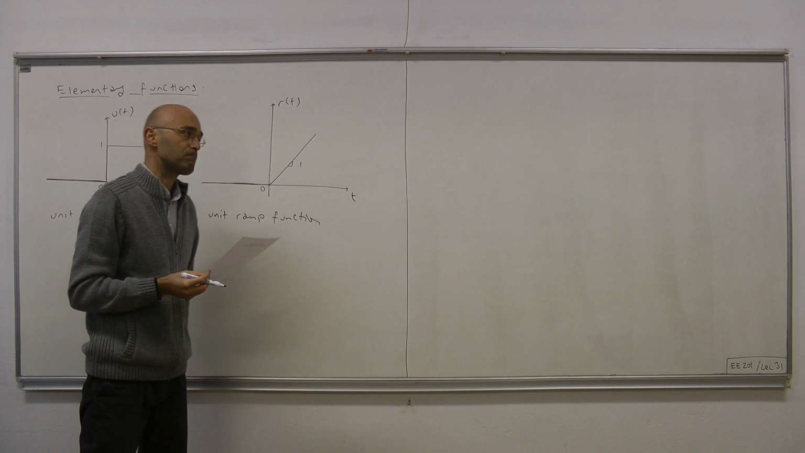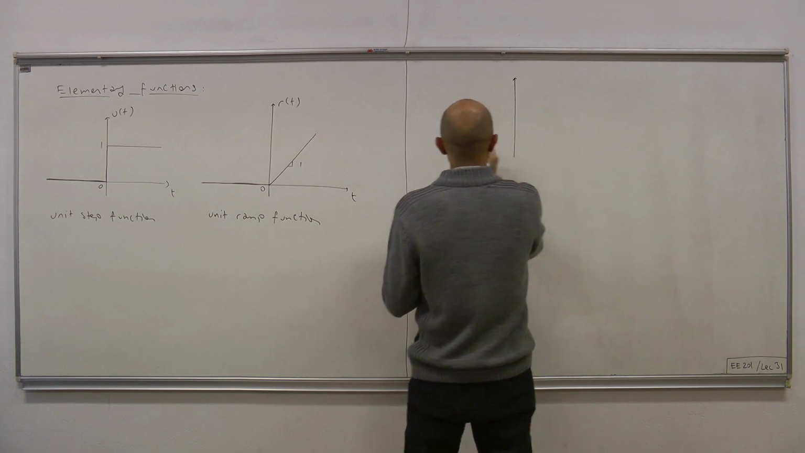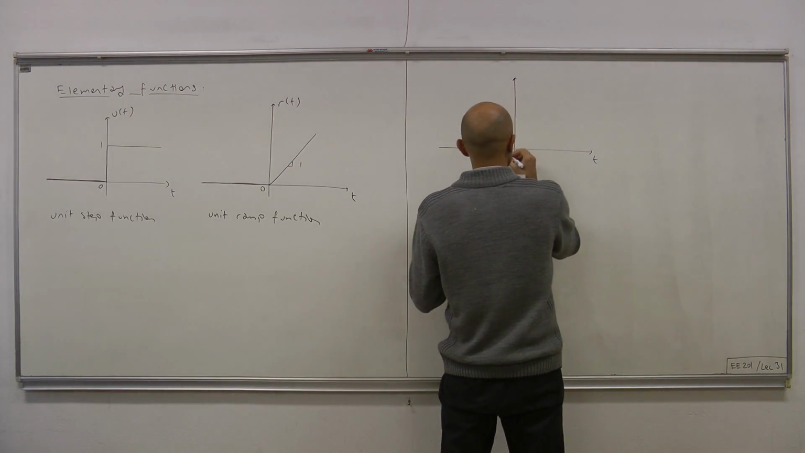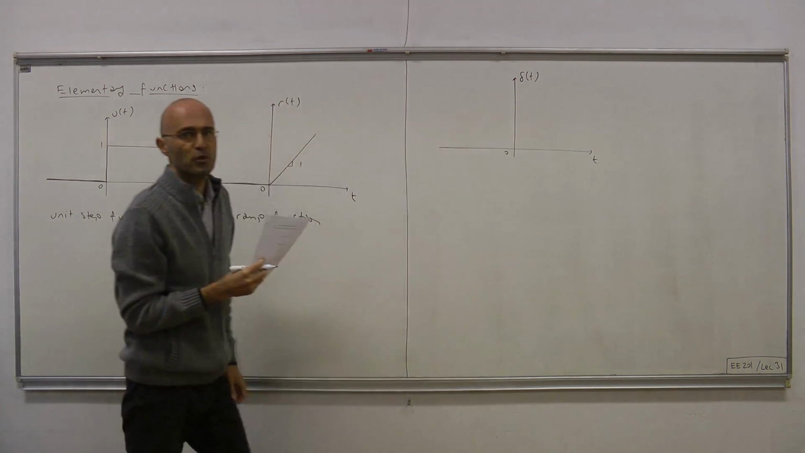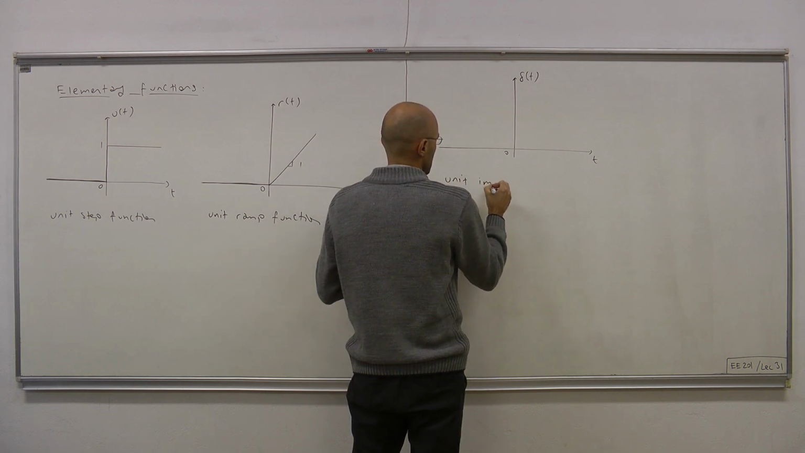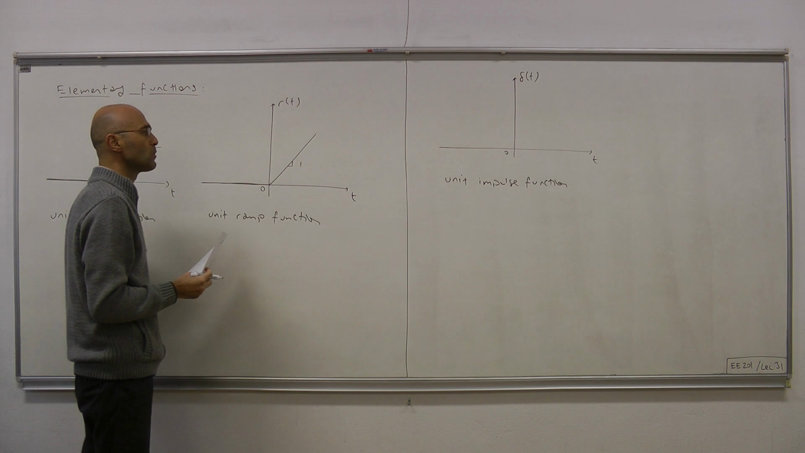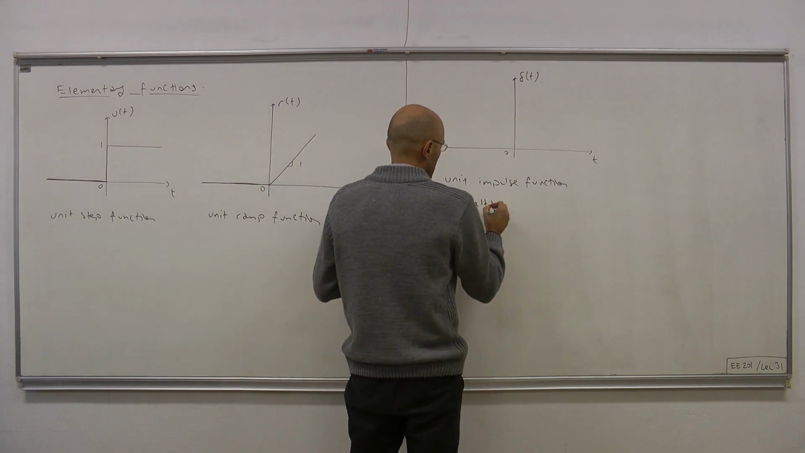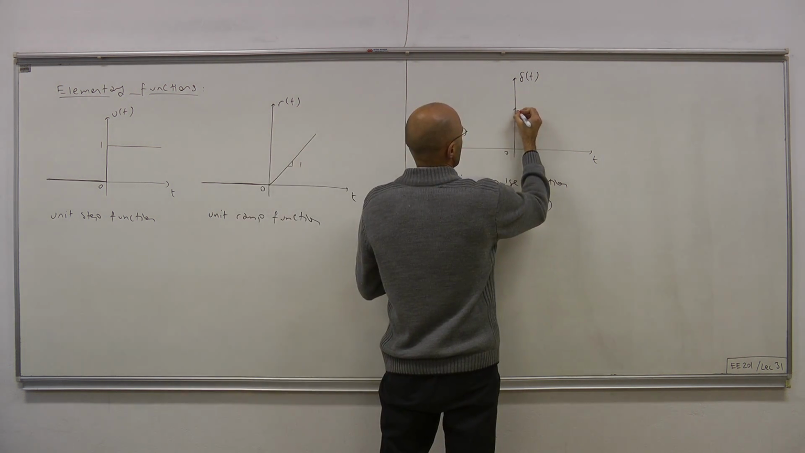Now the third member of our set is a little bit more interesting and perhaps a little bit more difficult to understand. If nothing else, it's much harder to draw. It has the following notation, the Greek letter delta. It's called the unit impulse function. Sometimes it's called the delta function, and sometimes it's called by the name of its inventor, Dirac's function.